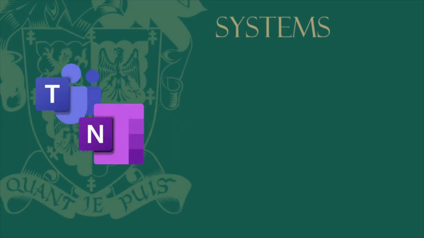So first up will be Teams and OneNote. Teams is the place where all of your classes sit, and OneNote is where you will keep all of your work. And those two things are very much linked together. So your class in Teams is a place where you can access your OneNote from, as well as any other files that the teacher has left for your class.